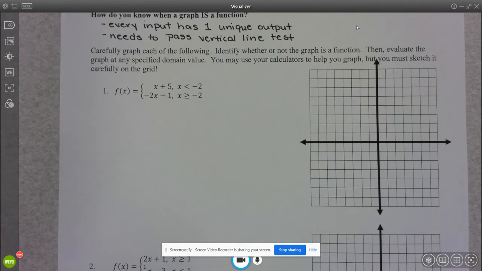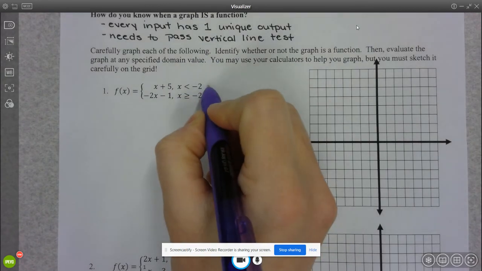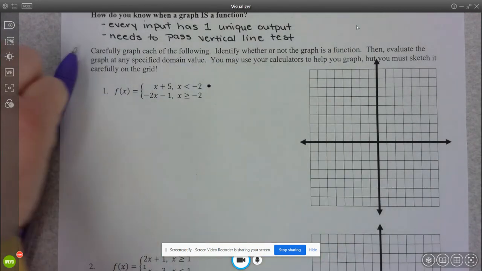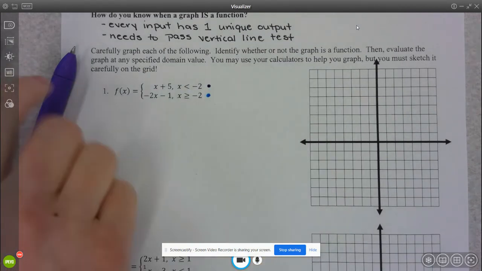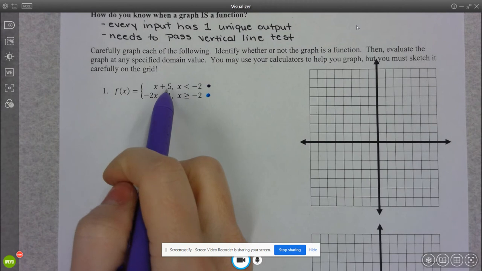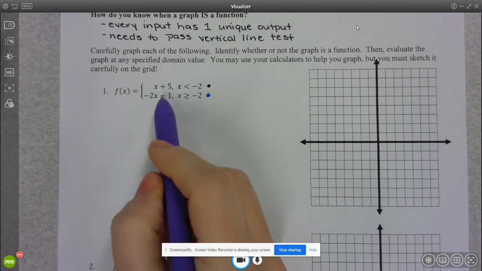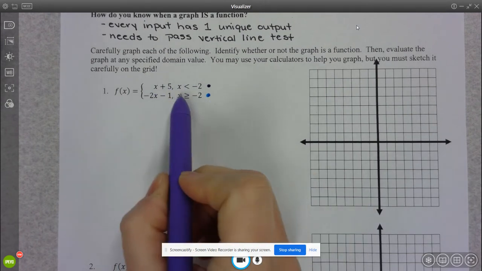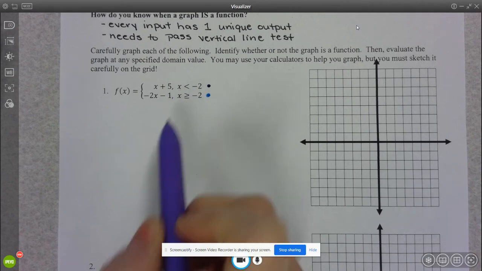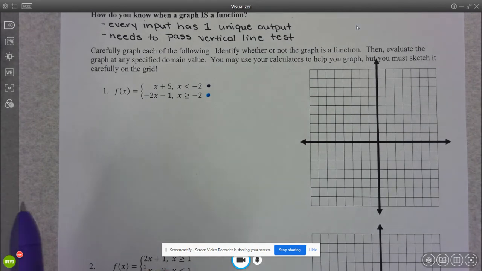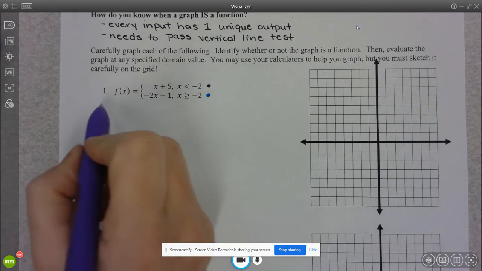So the first one I'm going to look at, and I'm going to do this in two different colors, even though I hate doing math in pen, and you know that, but I'm going to do this in two different colors just so that we can see the difference. So I've got a purple and a blue. I'm going to start with x plus 5. So this function x plus 5 lives for all x values that are less than -2. I'm going to show you a couple different ways to do this.